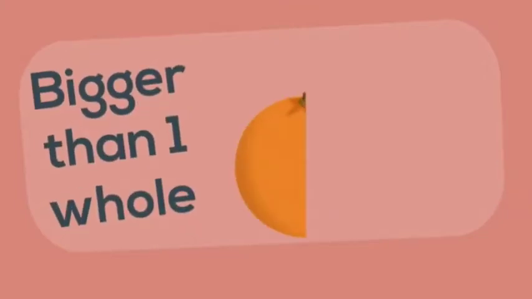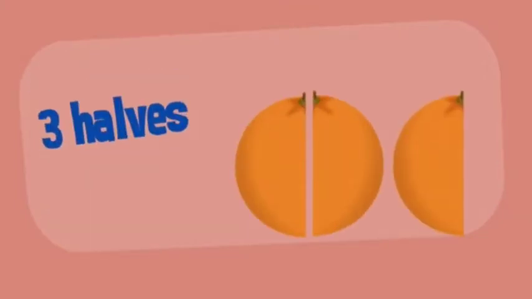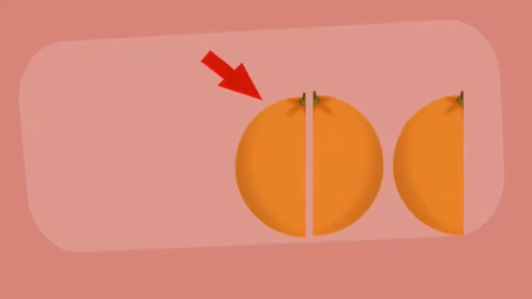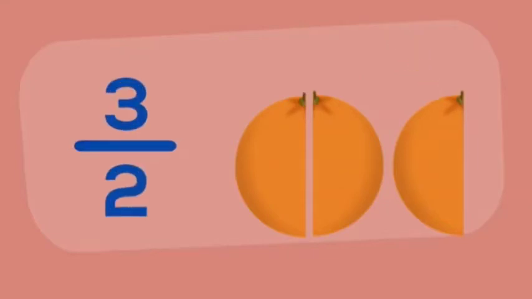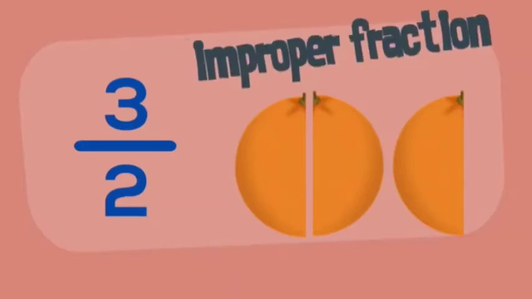But fractions can be bigger than one whole. For example, here we have 3 halves of an orange. 1 half, 2 halves, 3 halves. You can see that 3 halves is larger than 1 whole because we have 1 whole orange and an extra half. 3 halves is an improper fraction.